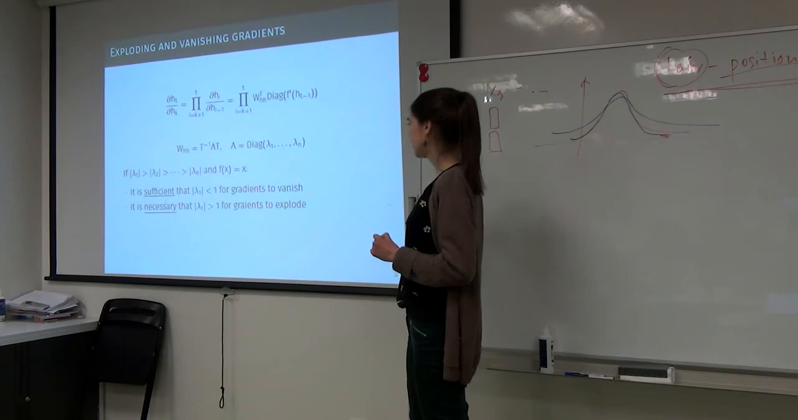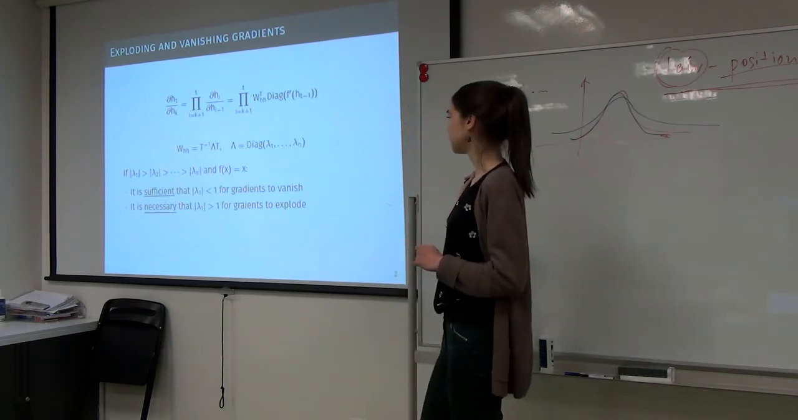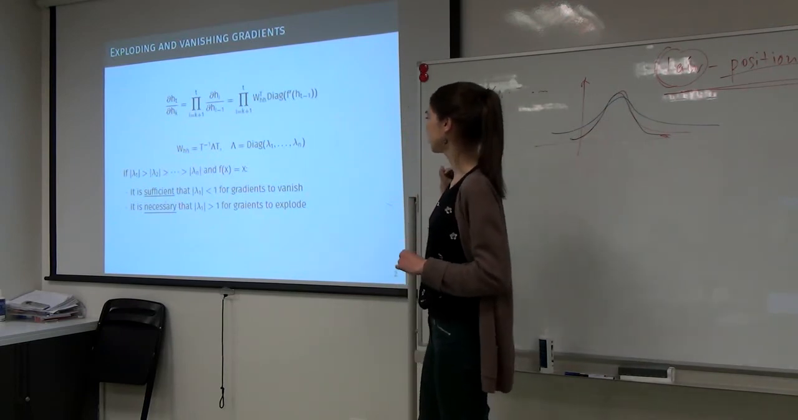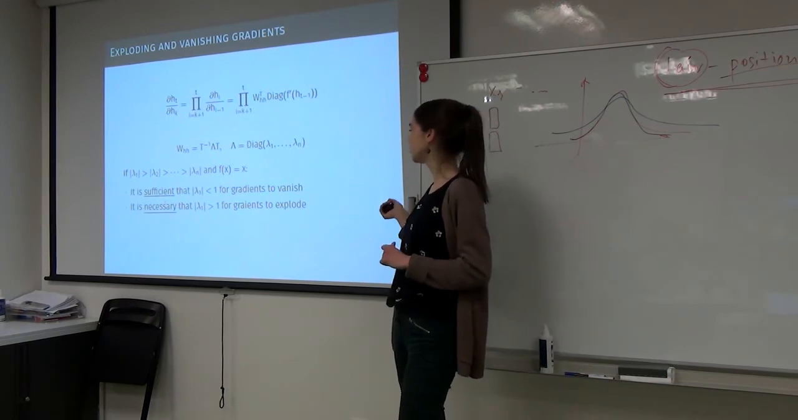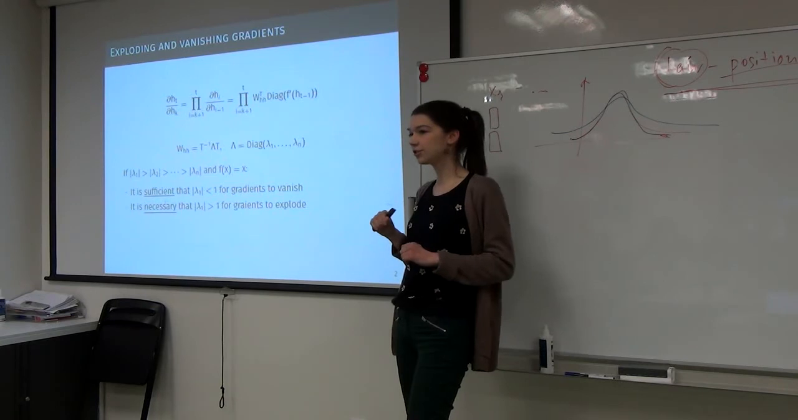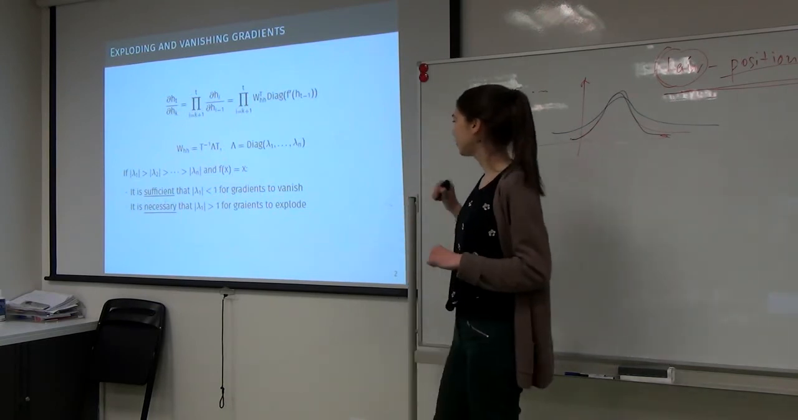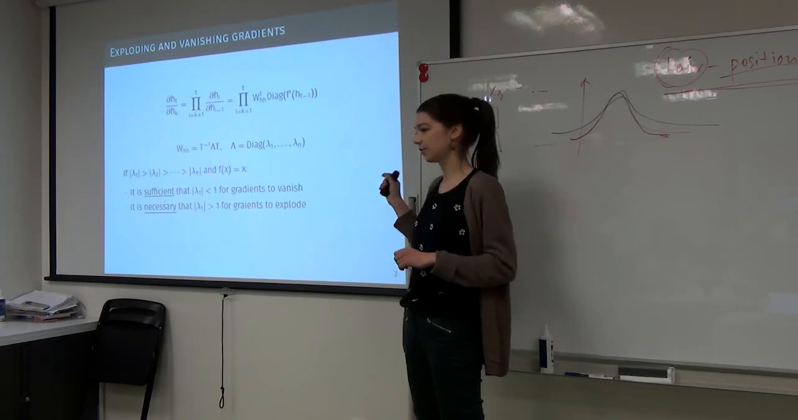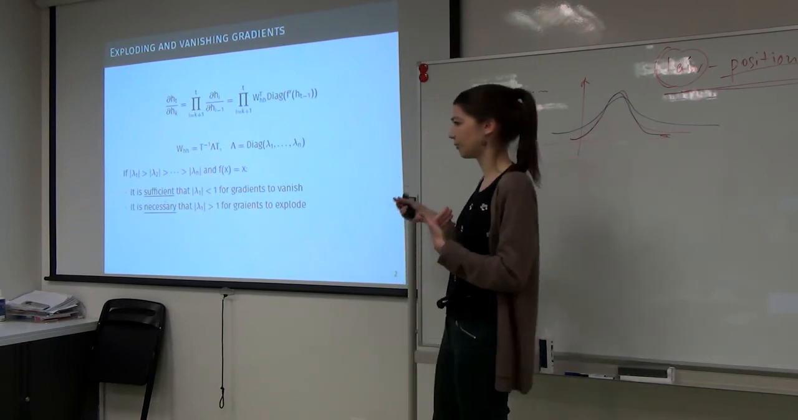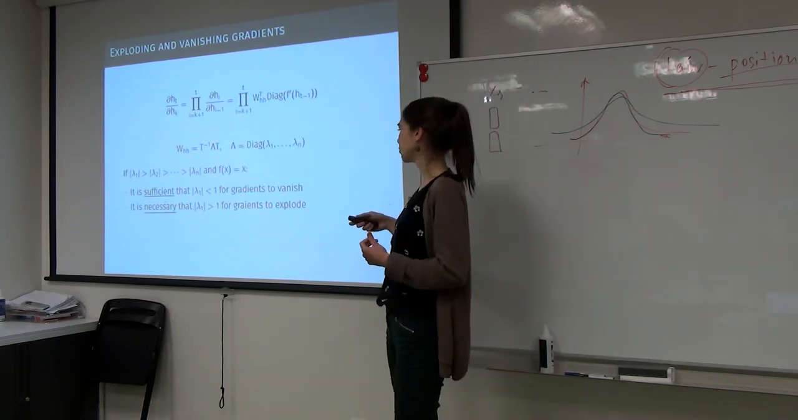And it can be proven that it is sufficient for the largest eigenvalue of this matrix to be less than 1 for the gradients to vanish. And for the gradients to explode, it's necessary that the largest eigenvalue, with respect to the norm, be more than 1.